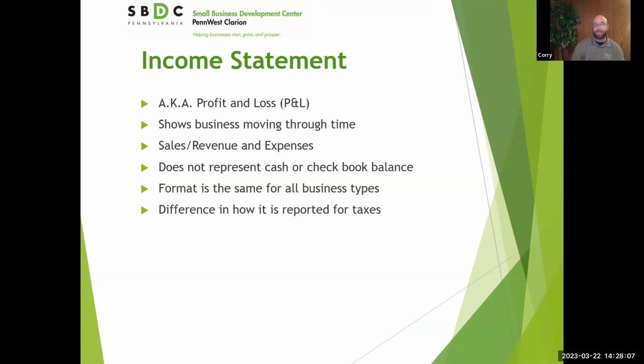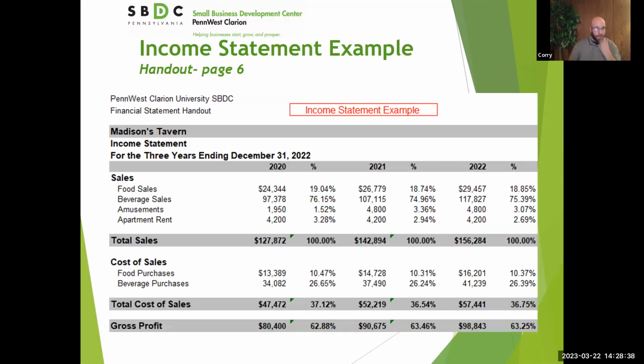The format is the same for all business types again. So as we go through sole proprietorship, partnership, LLC, S corporation, C corporation, they're all the same. Income minus expenses. Now, there can be some differences in your bookkeeping system versus that which goes on to your tax return. But your accountant can work with that.